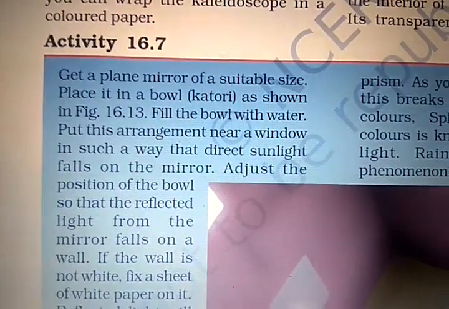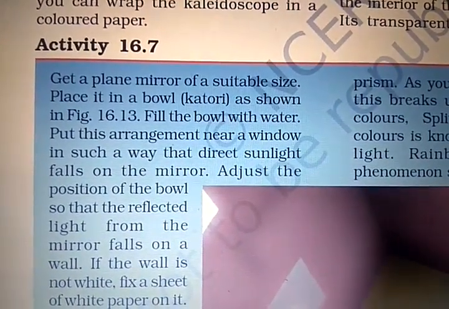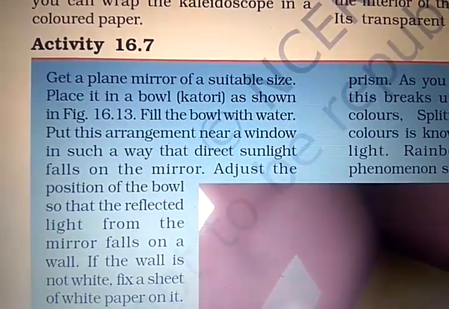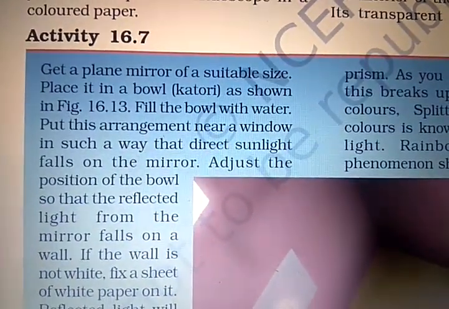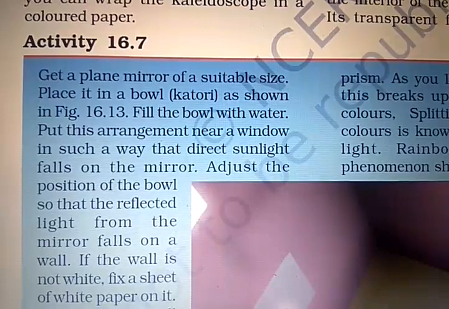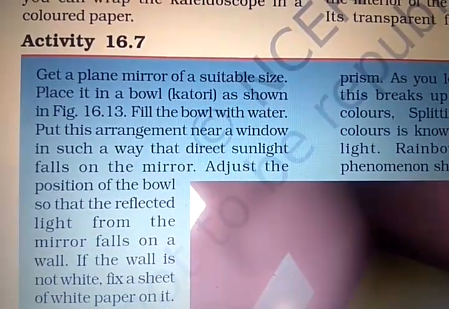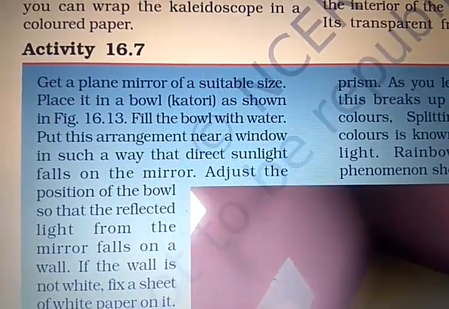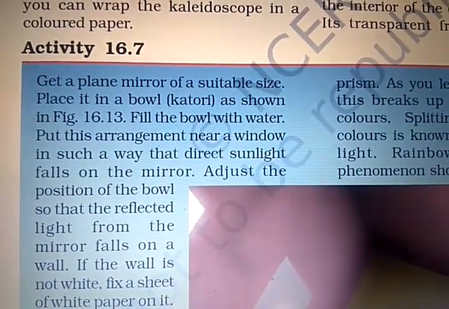So dear students, we stop here. Next time we will do the next point, that is activity number 16.7, a very fantastic activity. Then you will get the rainbow, right? And this experiment that we have done in our lab, I think perhaps you might remember, right?